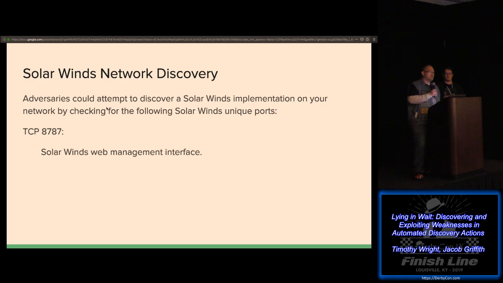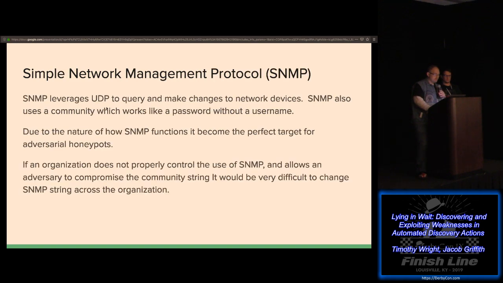For an adversary looking for this on an infrastructure, there is a unique port. So a single port enumeration of the target, TCP 8787 is the web management interface for this platform. So if I can just find that port listening, I know that you're using SolarWinds. So we were trying to come up with the single port enumeration technique because it's a lot quieter. It's a very fast way to find these devices on an infrastructure. And we are looking for some other ways to enumerate these devices, but for SolarWinds, this was the key.